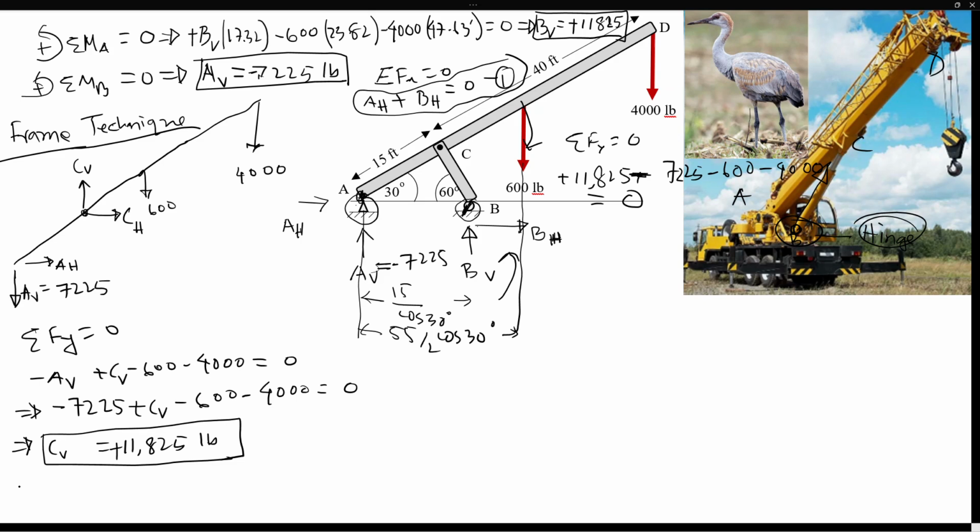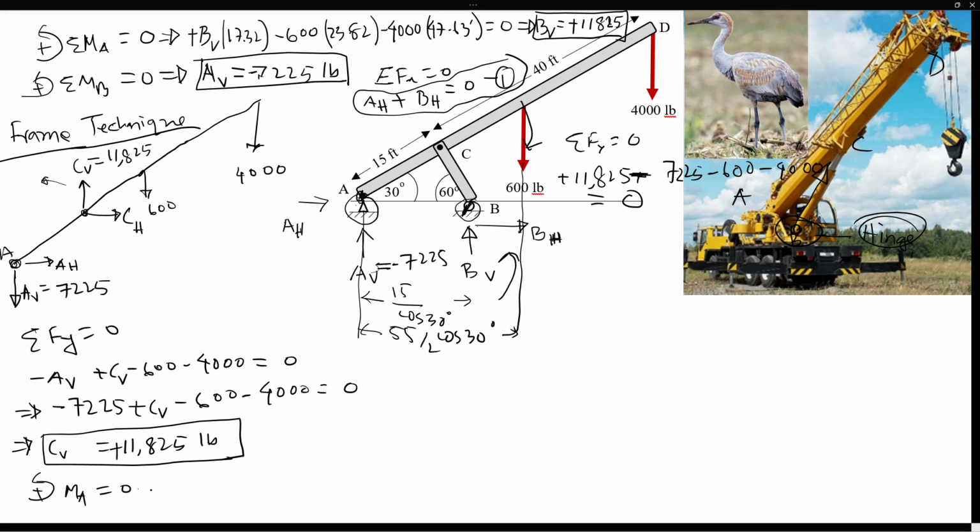Now what we can do, we can apply moment at A and set that to 0. That will give us the value. So it will cancel everything at A. We'll have CH, and CV, which we have already calculated, 11,825 pounds. So the only unknown will be CH. That 11,825 pounds will cause a counterclockwise moment if you take it with respect to A.